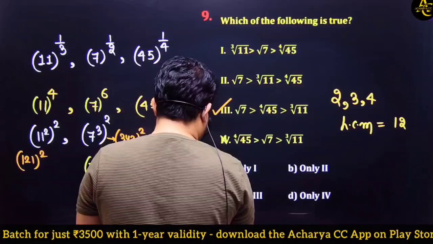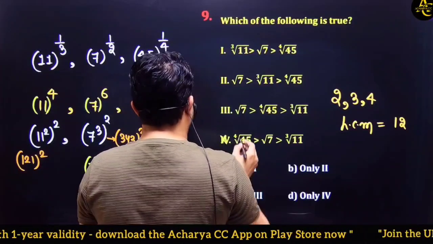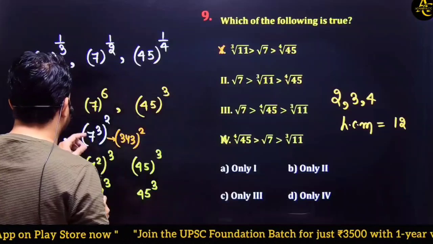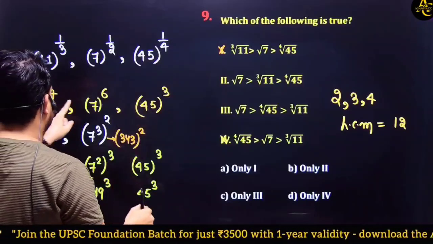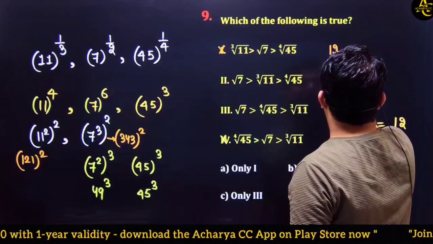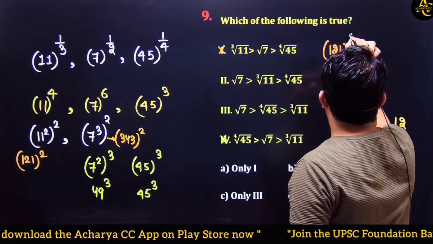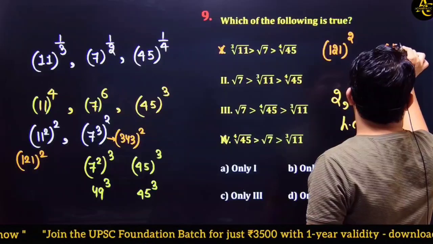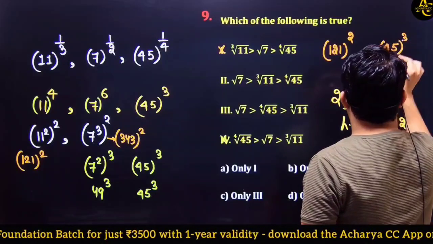We have two such options, so this one and this one are eliminated. Now we have to compare between this one and this one. What is it? It is 121 whole square. And what is the other? It is 45 whole cube. So how can we calculate them?